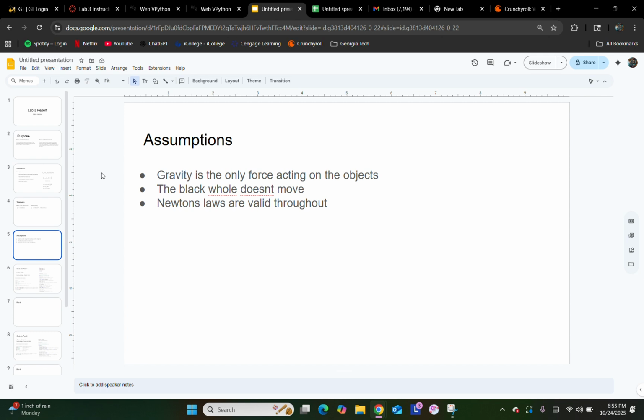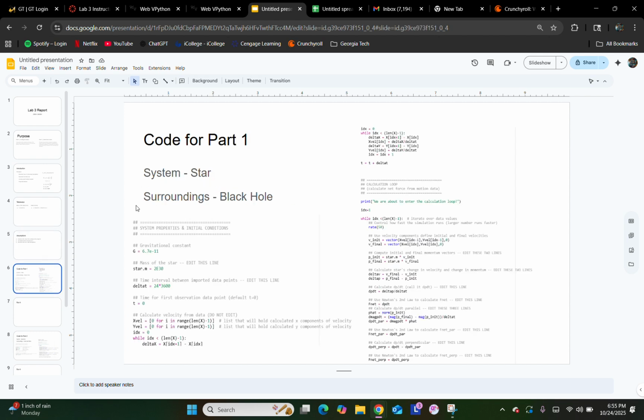And so some of the assumptions that we made in this lab was that gravity is the only force acting on these objects. There could have been other forces or other gravities from distant planets that change the real motion in real outer space, and also that the black hole doesn't move. That was an assumption. In real life they do move, and that could change variables in the motion, and also that Newton's laws are valid throughout.